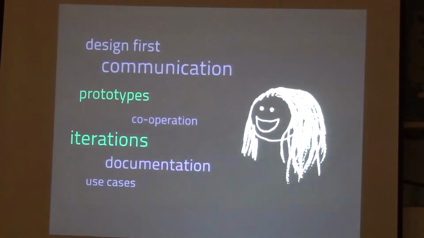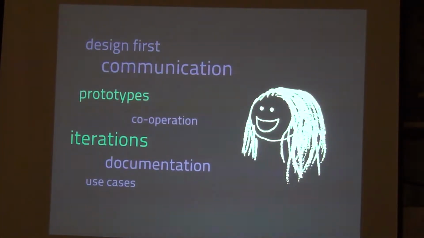The solution is the same as in old software engineering books from the 70s, which said, to avoid waterfall, you should use prototypes and iterations. So the advice is still the same: communication, cooperation, documentation. You need to make front-end developers part of the design process.